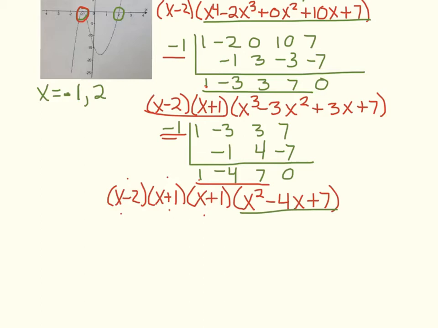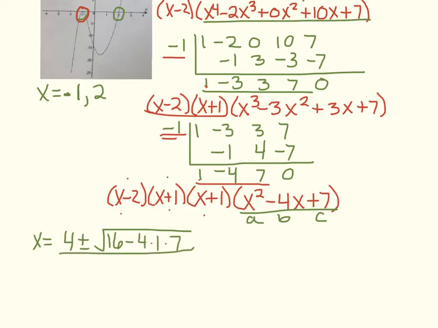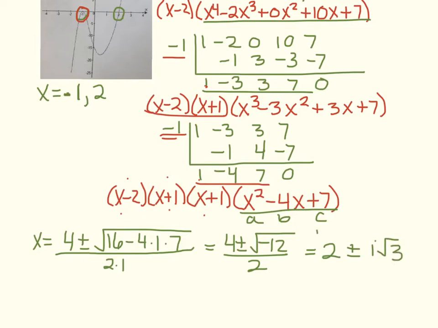I'm going to go ahead and use quadratic formula. So this is a and b and c. X equals -b plus or minus the square root of b squared minus 4 times a times c all over 2a is 4 plus or minus the square root of negative 12 all over 2. 4 over 2 is 2. Negative 12 is 2i root 3. And 2i root 3 divided by 2 would be i root 3. So 2 plus or minus i root 3.